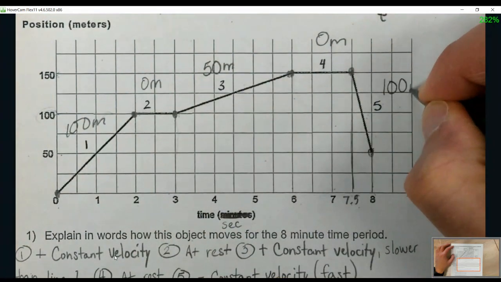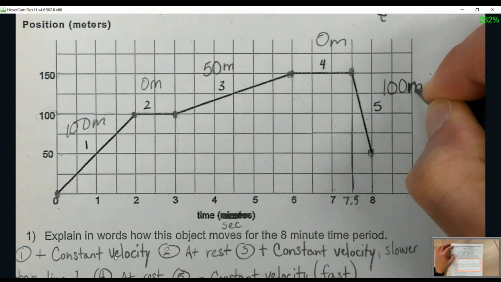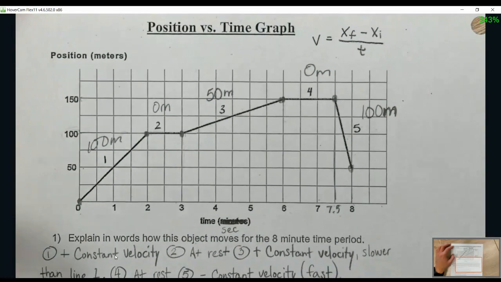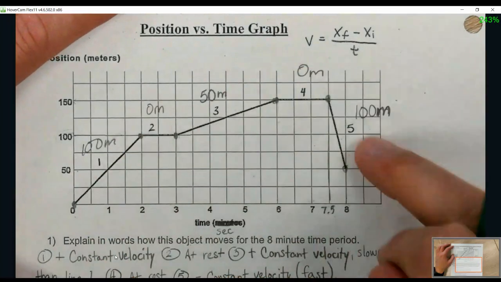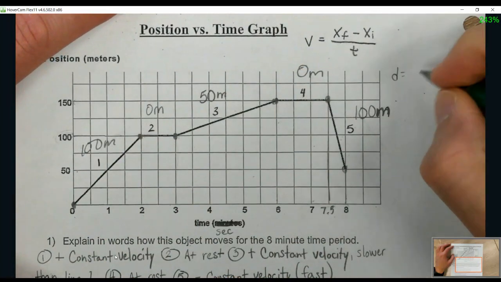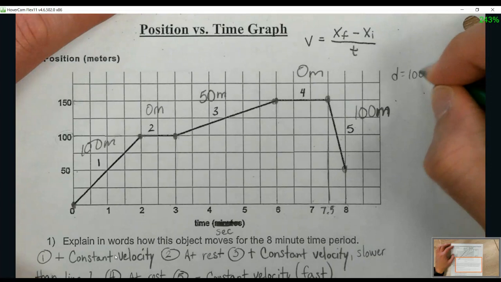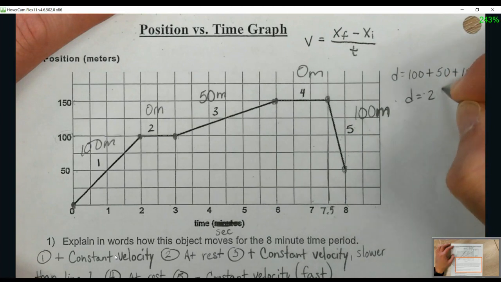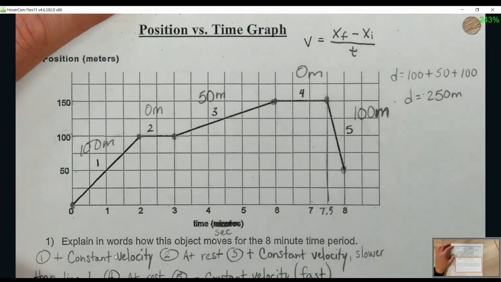Now, someone asked, do I put negative 100? Not for distance. Distance, we don't need to worry about direction. So how do you find the total distance? You just add all those up. So D would equal 100. I don't need to worry about the zeros, so plus 50 plus another 100. And the distance would be 250 meters.